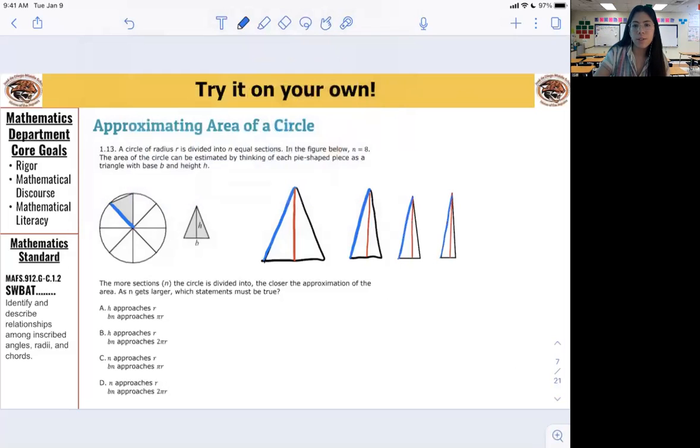The height gets closer to the radius, yeah. Look how far away they are over here. The height is here, the radius is pretty far away, right? As the triangle gets thinner and thinner, the distance between the radius and the height gets closer and closer together. So as it gets smaller and smaller, the height is going to get closer and closer to the radius.